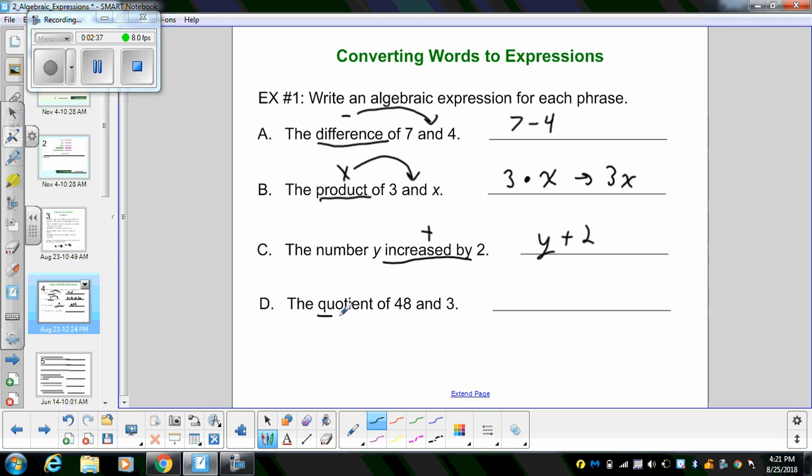The quotient, which means to divide, is simply just going to be 48 divided by 3. Also, how you could write this, you can make this a fraction. 48 over 3, which you gotta realize that the little bar right here also means division. Alright, so let's move on.